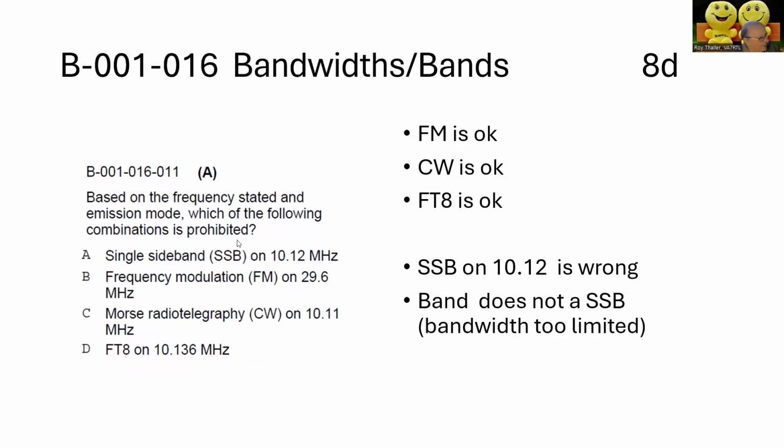Here's another one, a similar type of question. Based on the frequency stated and the emission modes, which of the following is prohibited? So again, FT8 on 10 megahertz is allowed. Morse code on 10 megahertz is allowed. FM is allowed on 29.6. So then single sideband is not allowed on 10.12 because that's the CW digital band only.